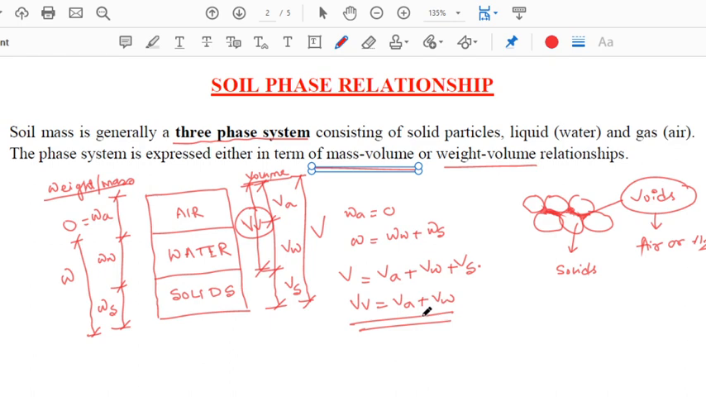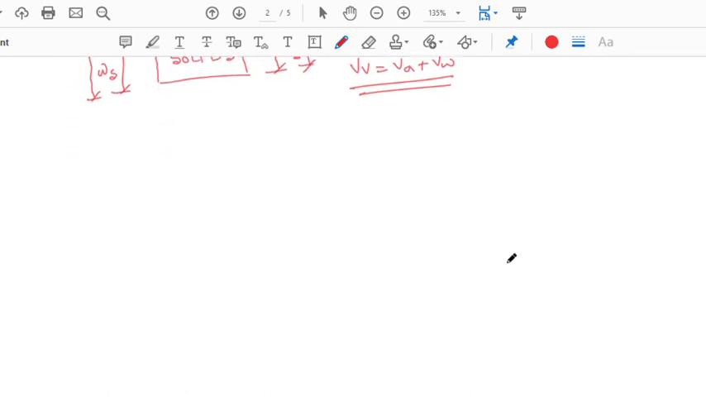There are special cases where we can say the volume of air is 0. That means the volume of voids will be just equal to the volume of water. Or we might say the volume of water is 0. In that case, we consider the volume of voids equal to the volume of air. So let us look at these two conditions.